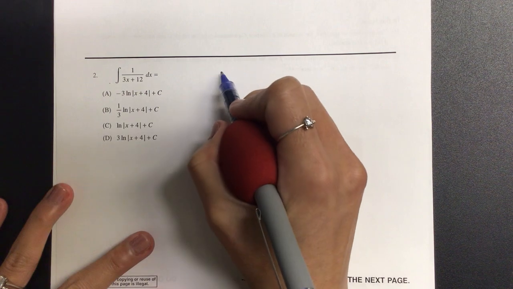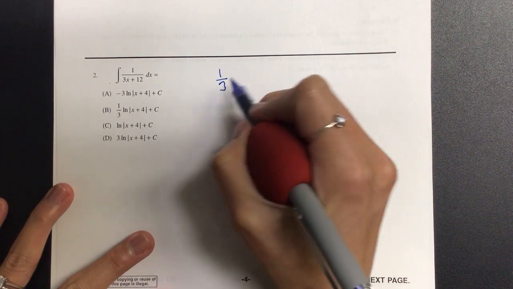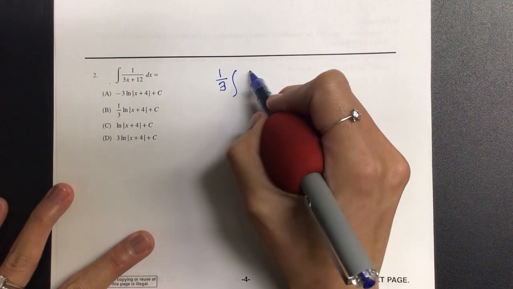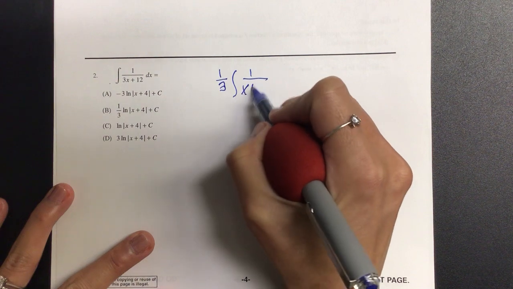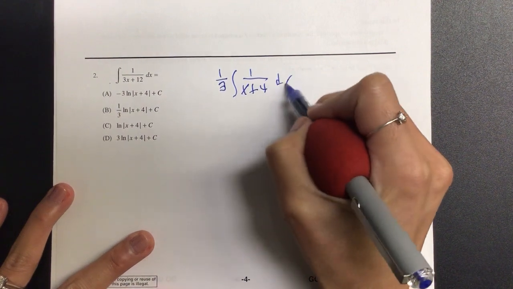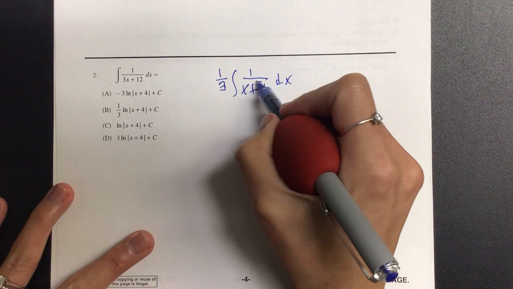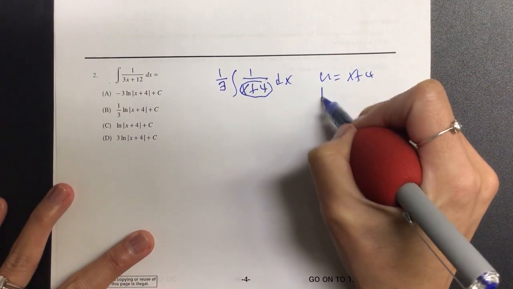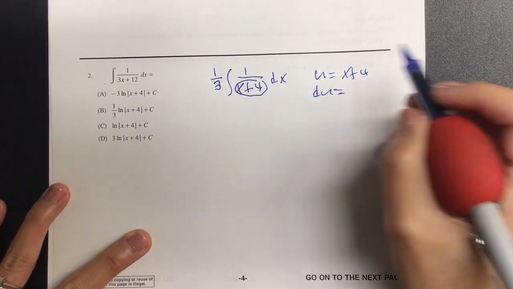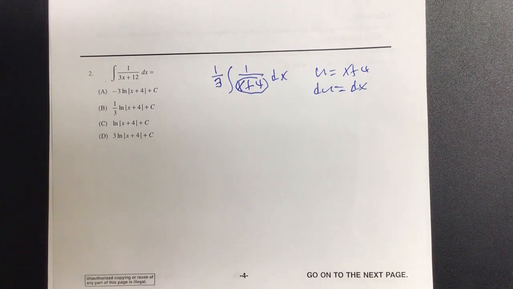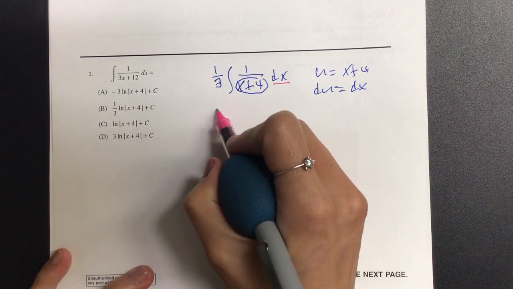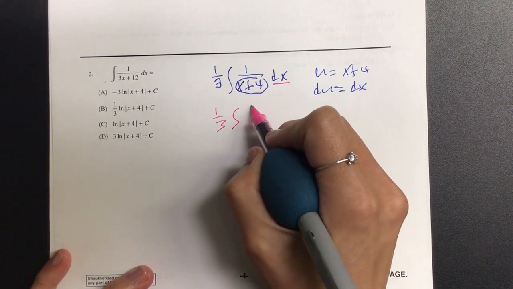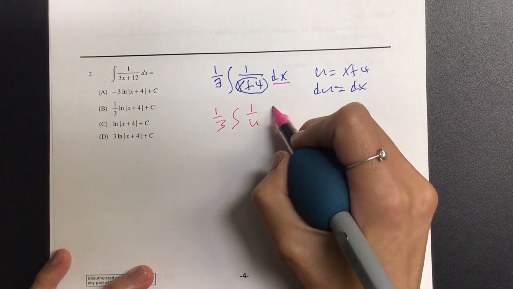So if I were to write this and kick off the 1/3, it's going to look like the following. 1/3 integral, 1 over x plus 4 dx. And then we have to use our u substitution. So if u is equal to x plus 4, what is du? dx. Do I already have that dx? So when I do my direct substitution, I'm going to get 1/3 integral of 1 over u du.